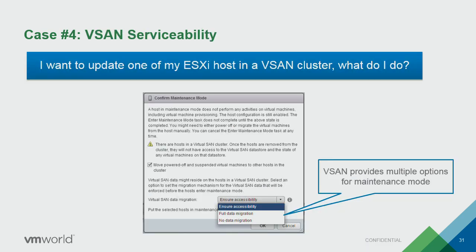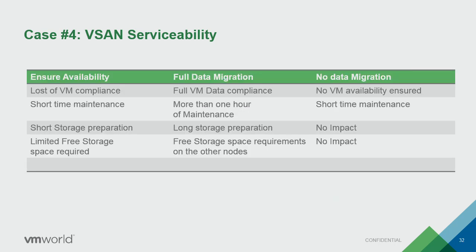So maintenance mode. We have changed maintenance mode to work with vSAN. When you do maintenance mode on a vSAN node, you're given 3 options: ensure accessibility, full data migration, and no data migration. What these basically mean is you just need to evaluate: do I want the host to be placed into maintenance mode as quickly as possible, or do I want my virtual machine availability to be at its maximum?